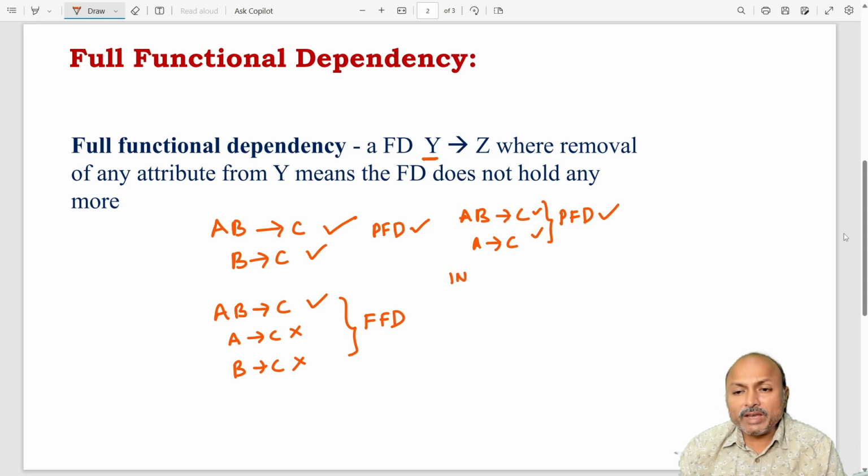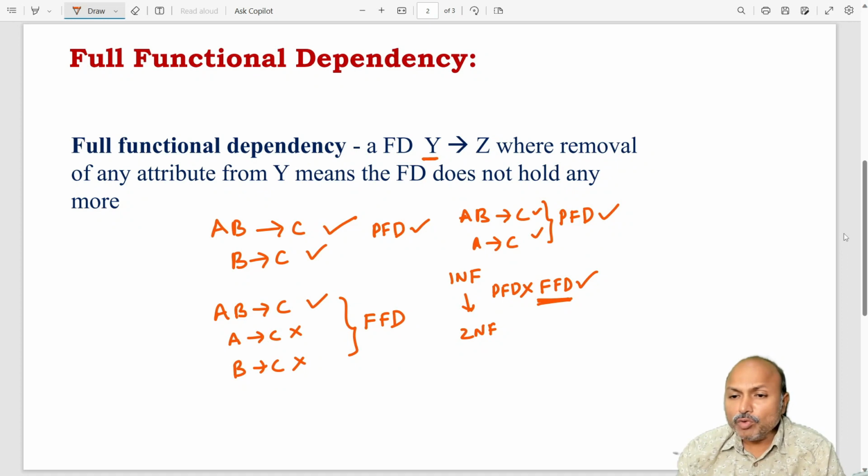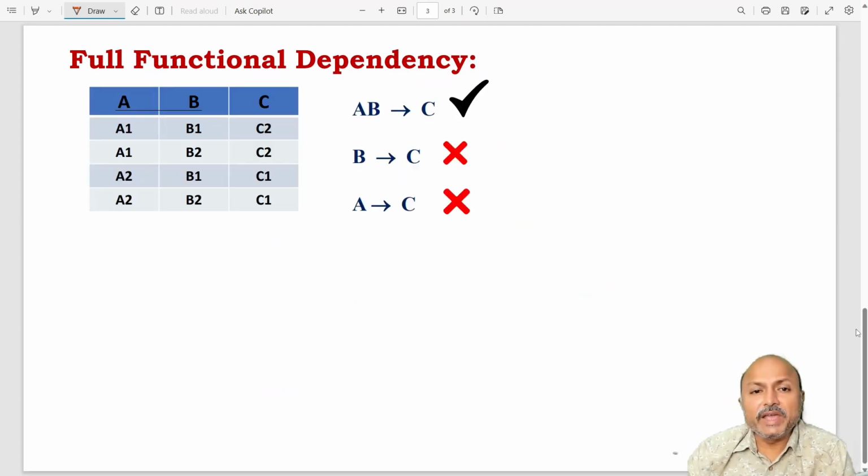That means 1NF to 2NF. If you want to convert, if you have any partial functional dependency, you have to remove it. That means you have to maintain the full functional dependency, which is opposite to partial functional dependency. Removing partial functional dependency is nothing but maintaining full functional dependency. See the example. This example is suitable for this particular case, full functional dependency.